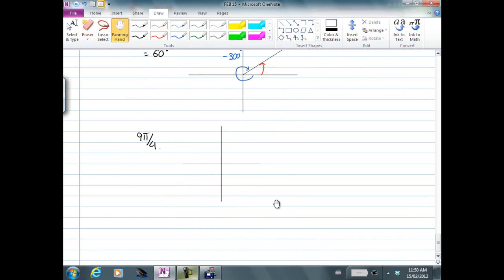9 pi by 4. Gary, what quadrant are you in? Quadrant 1 is correct, so draw in quadrant 1. Look at my snail trail from here all the way to here. But really, I don't need that piece. I only need this piece right here, because it has to be from 0 to 2 pi. So this piece has to be pi by 4. One last one. Good luck with this one.